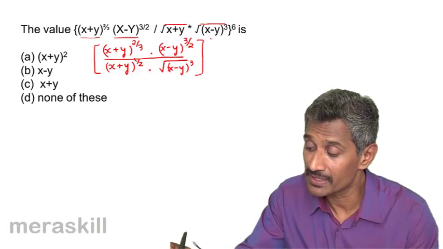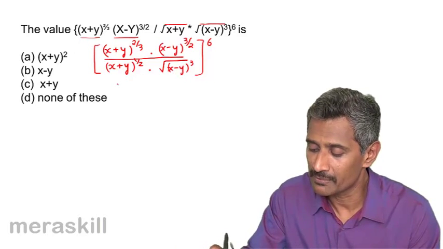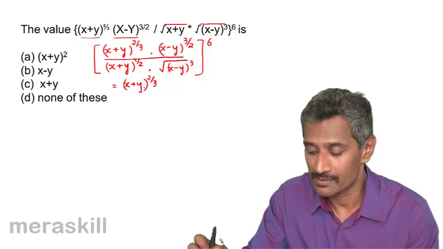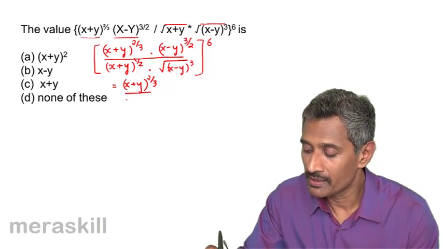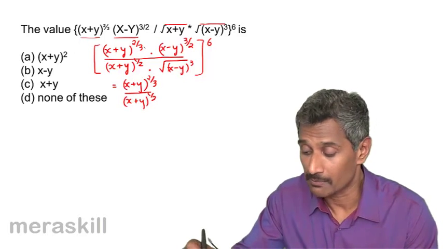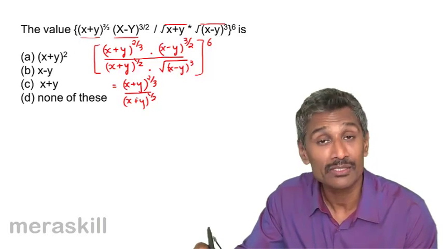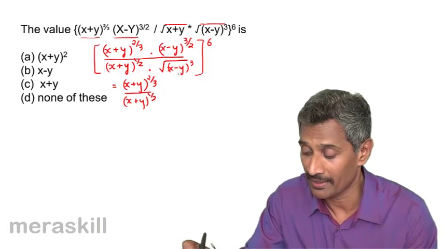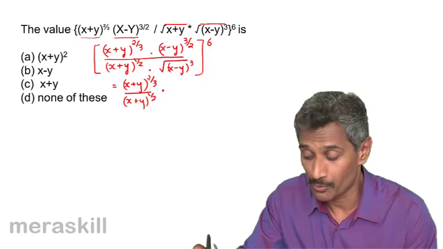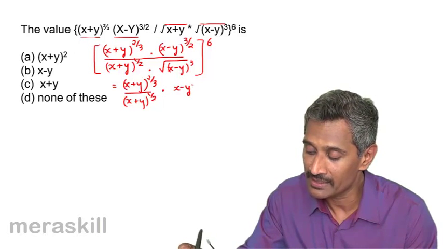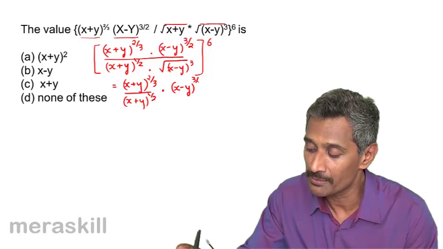This thing has been raised to 6, so this thing can be written as x plus y raised to 2 by 3 upon x plus y raised to half. We can even split up, collect the terms with the same base together, because we're going to use the rule a raised to m upon a raised to n. Into, we are separating. Now these two are of the same base, so we write it as x minus y the whole raised to 3 by 2.